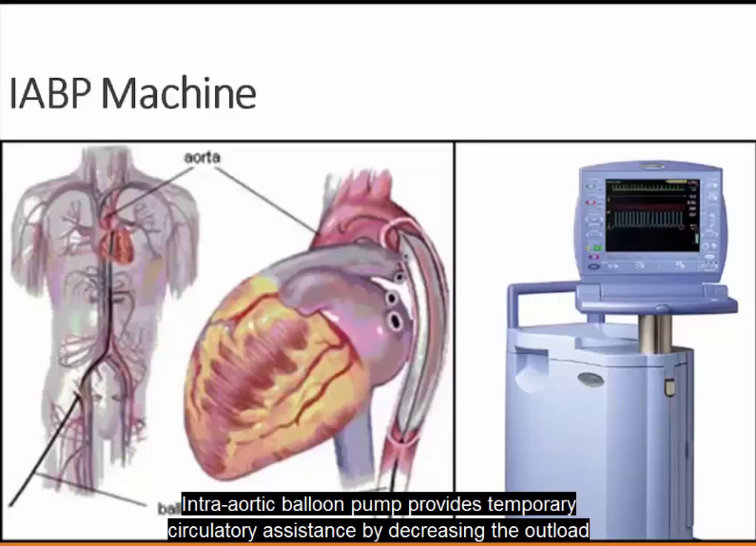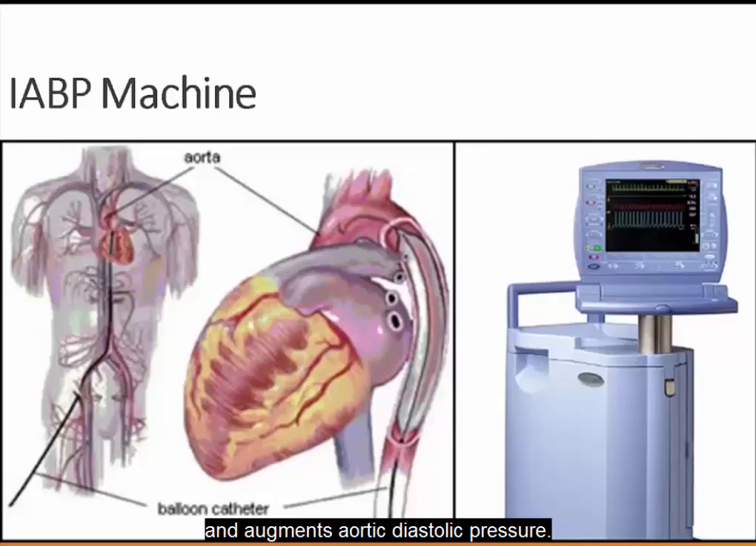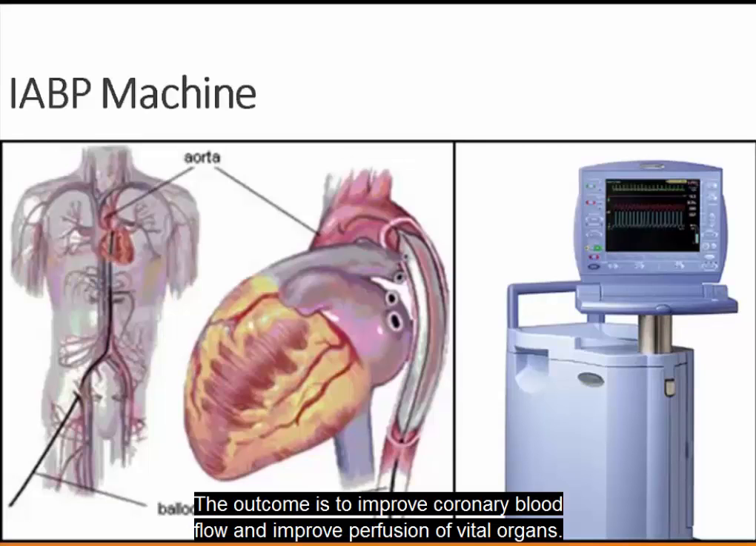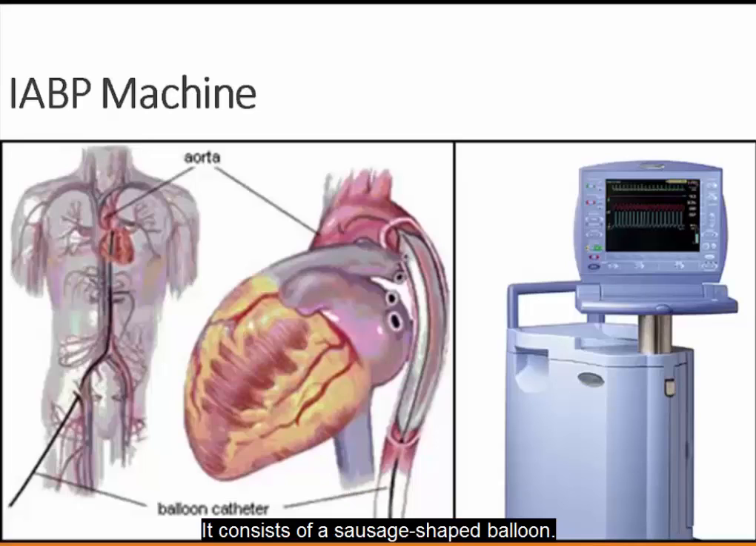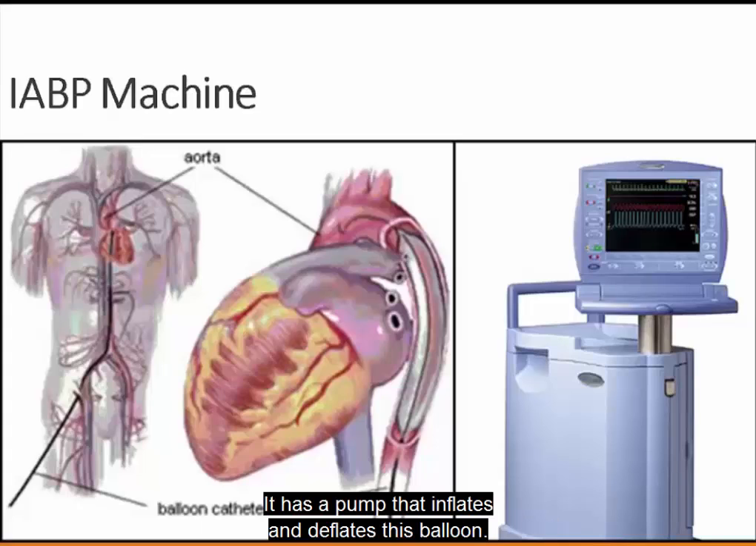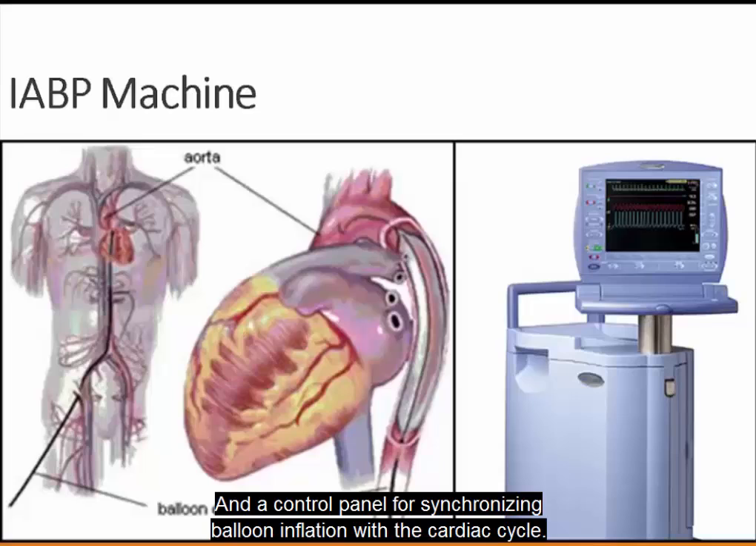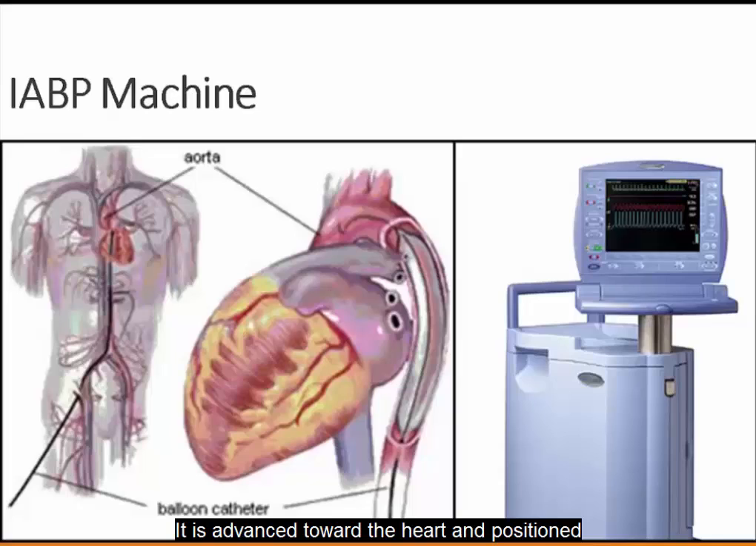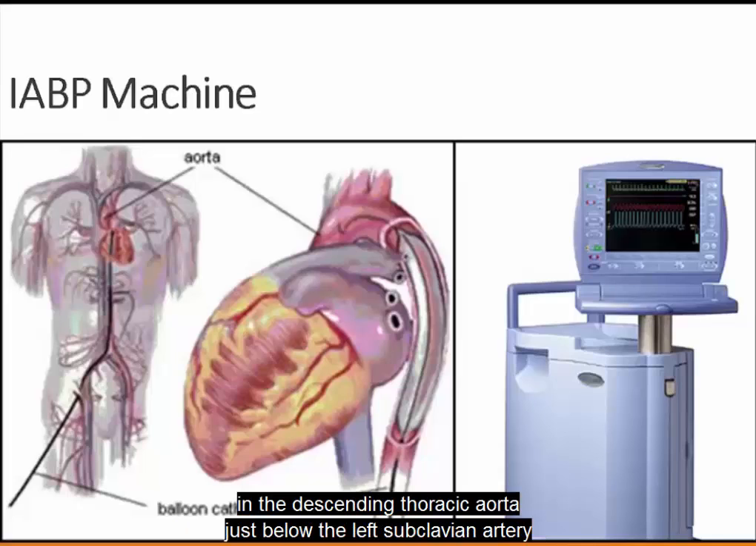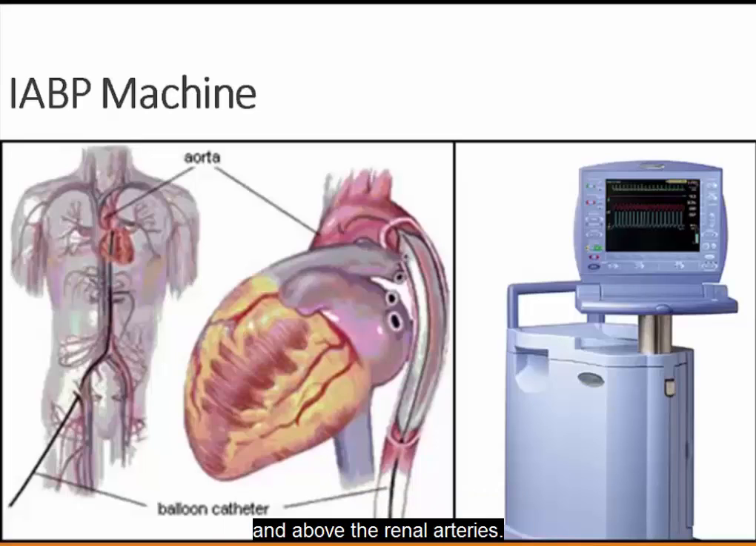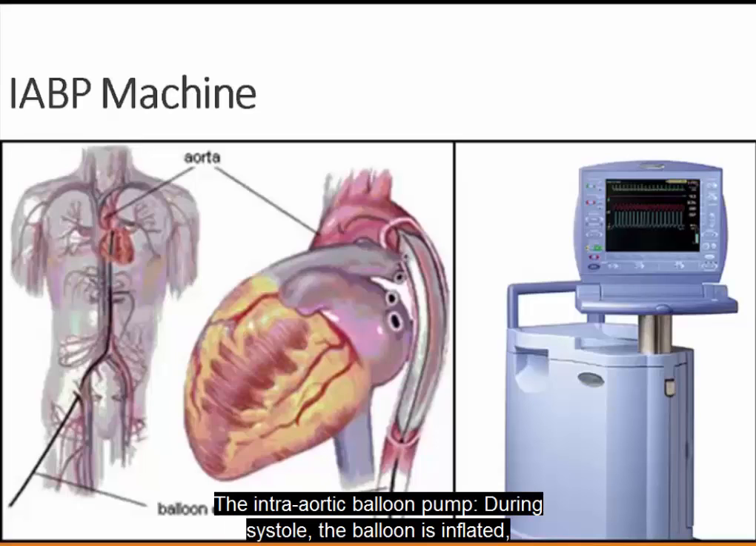Intra-aortic balloon pump provides temporary circulatory assistance by decreasing the afterload and augmenting aortic diastolic pressure. The outcome is to improve coronary blood flow and improve perfusion of vital organs. It consists of a sausage-shaped balloon. It has a pump that inflates and deflates this balloon and a control panel for synchronizing balloon inflation with the cardiac cycle. The balloon is inserted percutaneously or surgically into the femoral artery. It is advanced toward the heart and positioned in the descending thoracic aorta just below the left subclavian artery and above the renal arteries.